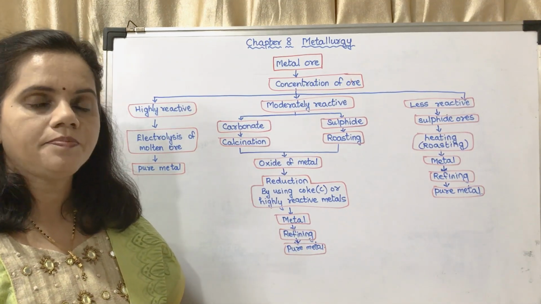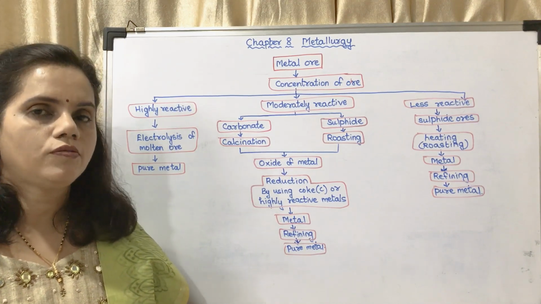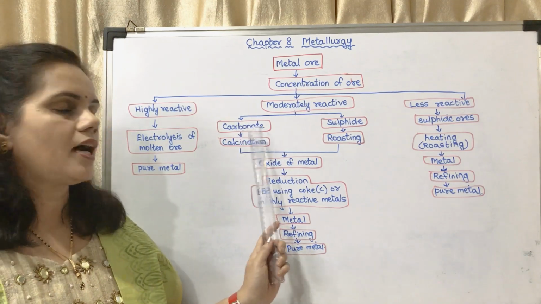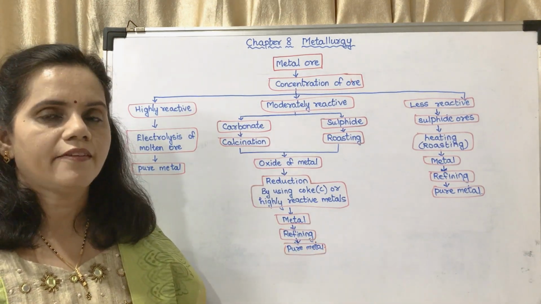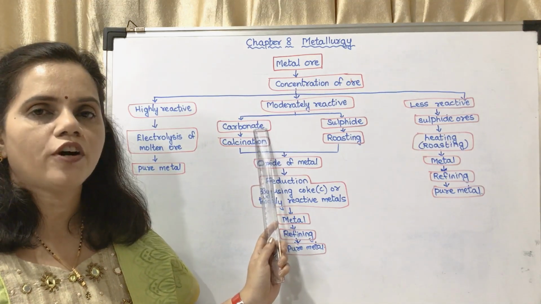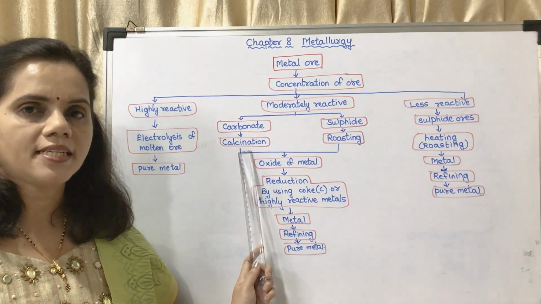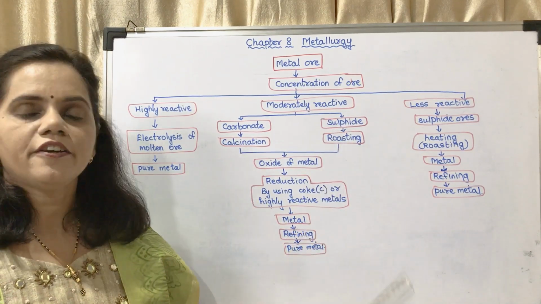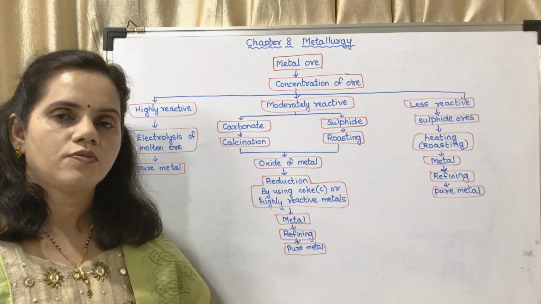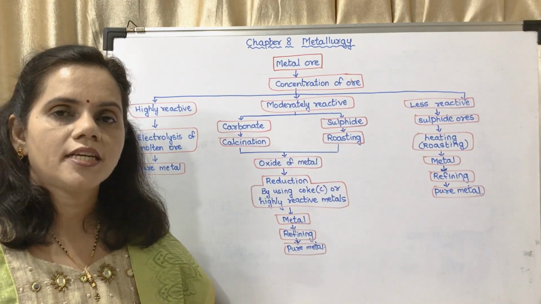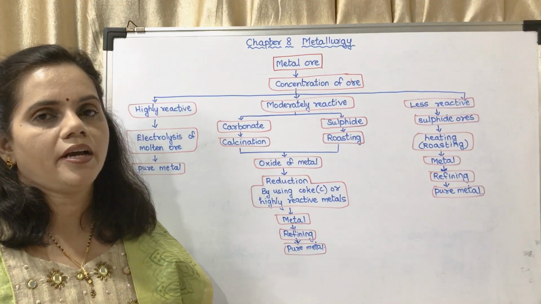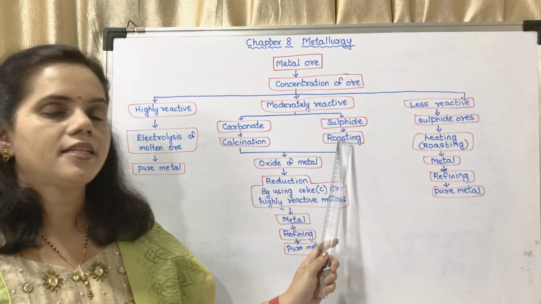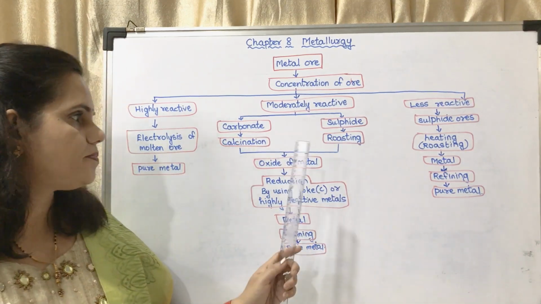For moderately reactive metals, it depends upon which compound form the particular metal is in, whether it is in carbonate form or sulfide form. If it is in carbonate form, then a process called calcination is done, that is heating in limited supply of air. If it is a sulfide ore, then the process followed is roasting. Roasting is heating in excess supply of air. That is the main difference: one is done in limited supply of air and the other in excess supply of air.